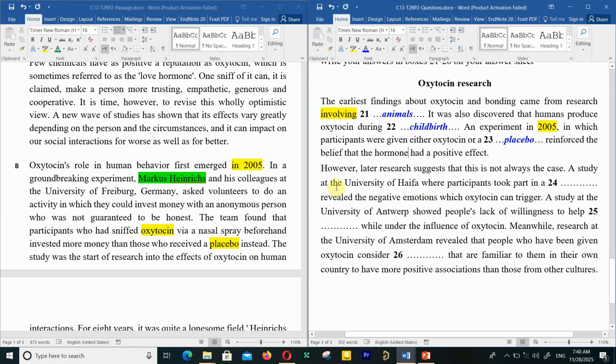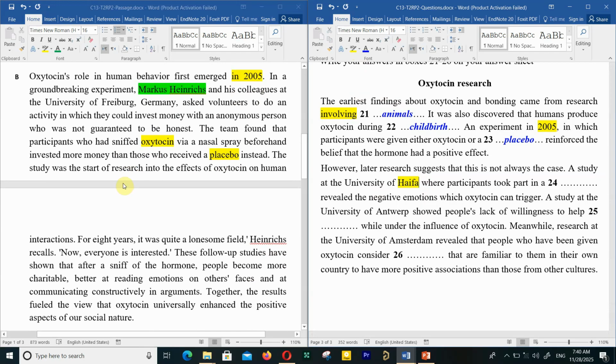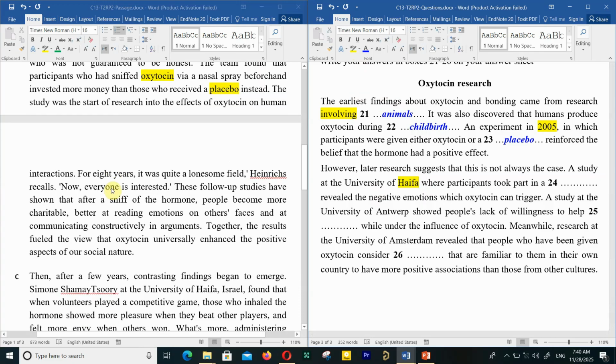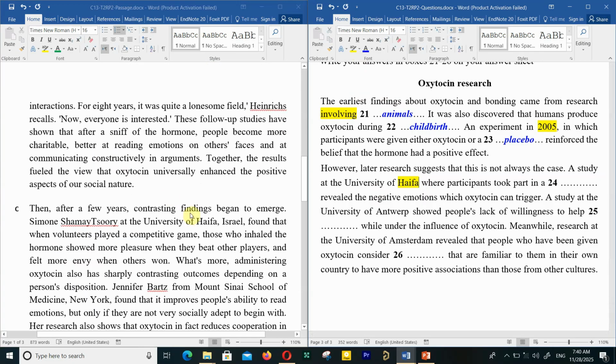So question 24. However, later research suggests that this is not always the case. A study at the University of Haifa. So this is another study. So I'm going to find Haifa, where we can find Haifa. The next paragraph, Haifa.